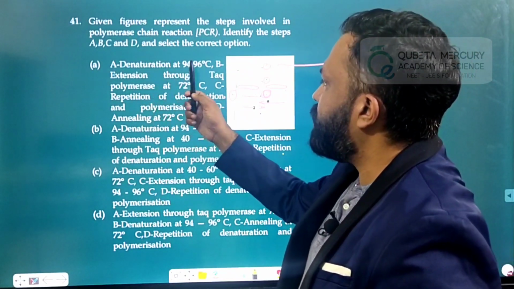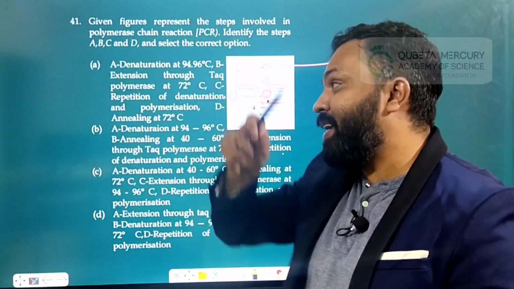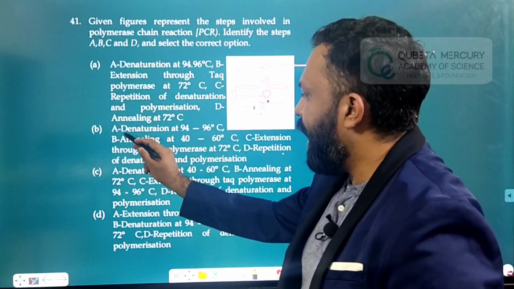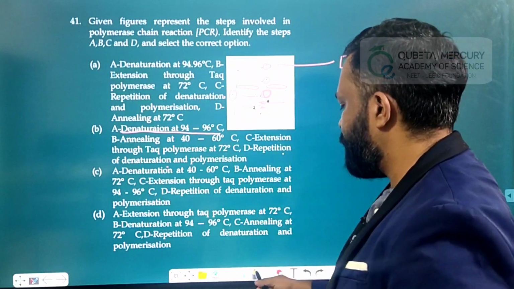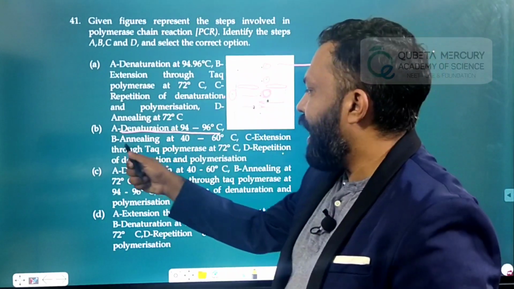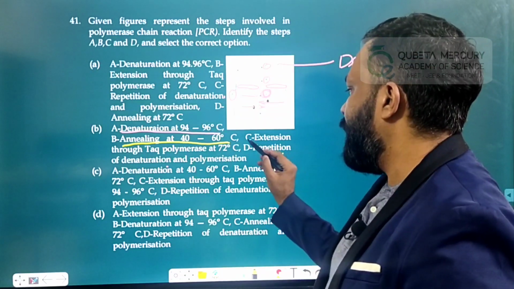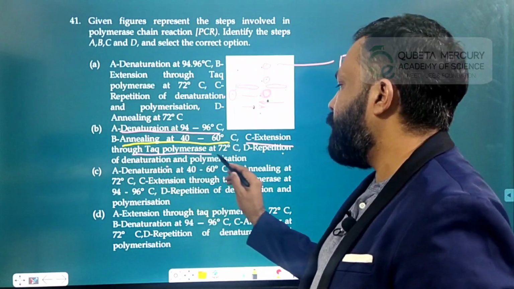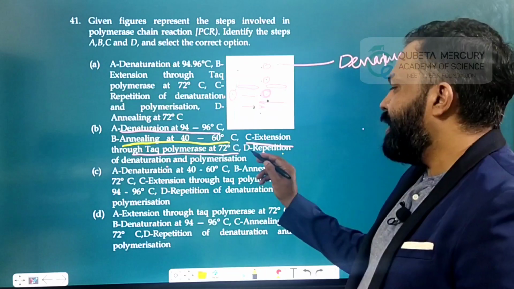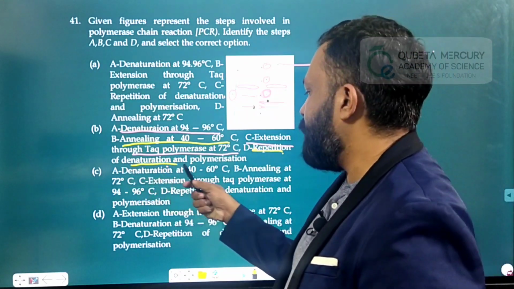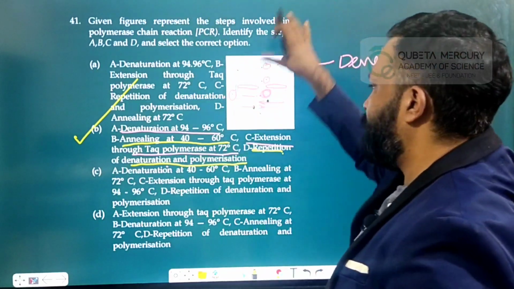A, denaturation at 94 to 96 degrees Celsius? Fine, that is okay. B is the annealing at 40 to 60 degrees Celsius? Again okay, right? C, extension through Taq polymerase at 72 degrees Celsius? Fine, again it's true. And D, repetition of the denaturation and polymerization activity again and again? Exactly. So B is the right answer meant for this picture.